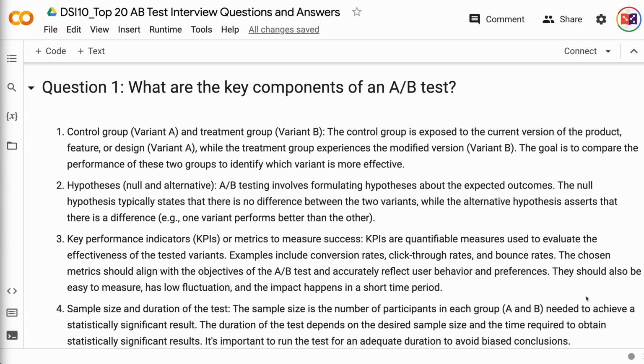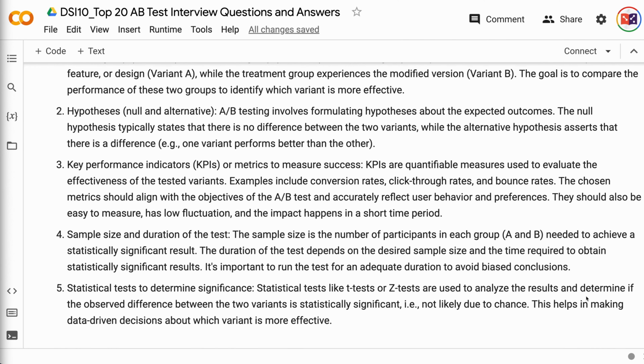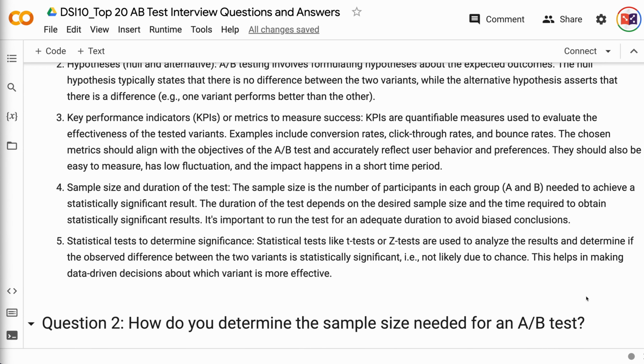The null hypothesis typically states that there is no difference between the two variants, while the alternative hypothesis asserts that there is a difference. 3. Key performance indicators or metrics to measure success. KPIs are quantifiable measures used to evaluate the effectiveness of the tested variants. Examples include conversion rates, click-through rates, bounce rates. The chosen metrics should align with the objectives of the hypothesis test and accurately reflect user behavior and preferences. They should also be easy to measure, have low fluctuation, and the impact happens in a short time period.